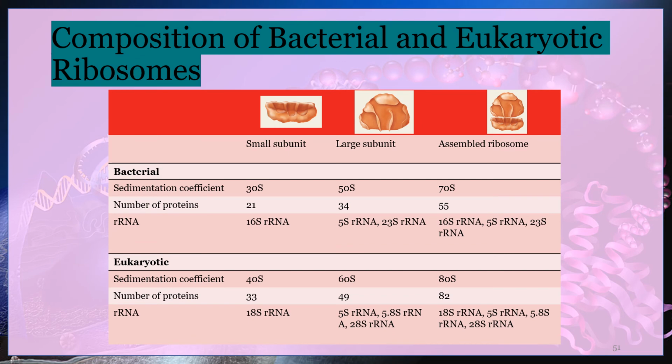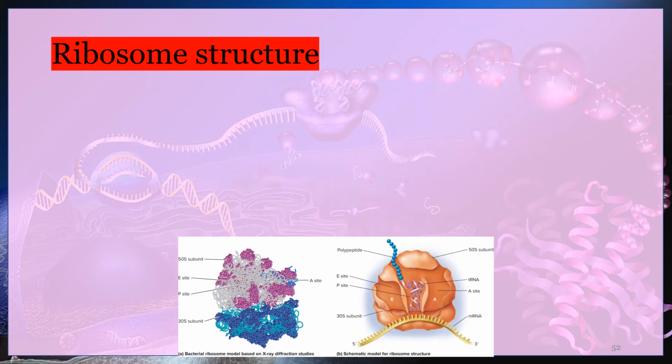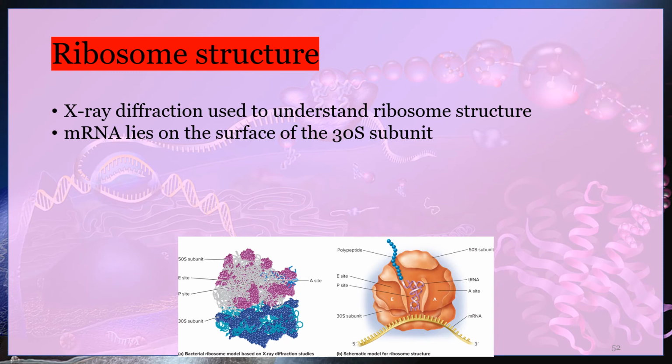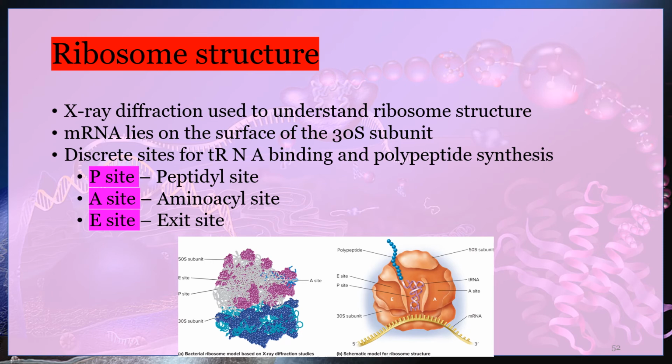Okay, and so here we can see the difference between bacterial and eukaryotic, the small subunit and a large subunit, and then an assembled unit itself. Ribosome structure: with X-ray diffraction used to understand the ribosome structure, messenger RNA lies on the surface of the 30S subunit. Discrete sites for tRNA binding and polypeptide synthesis are called the P site, the A site, and the E site, as explained in the last video.